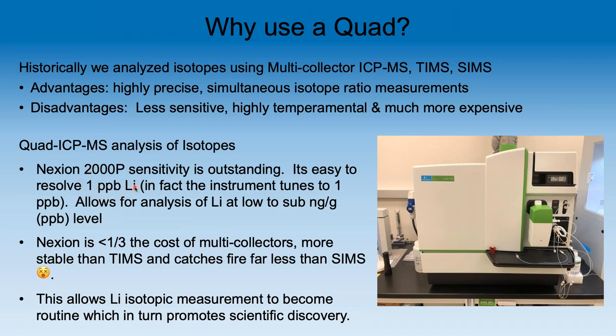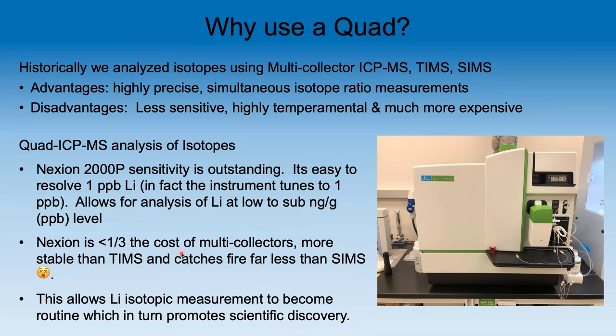So yeah, it's very easy. In fact, we tune the instrument to 1 ppb. And so getting sub ppb is possible on one of these guys. Good luck trying to get that on a multi-collector. Even SIMS or TIMS, it's very hard to get down to these low levels.